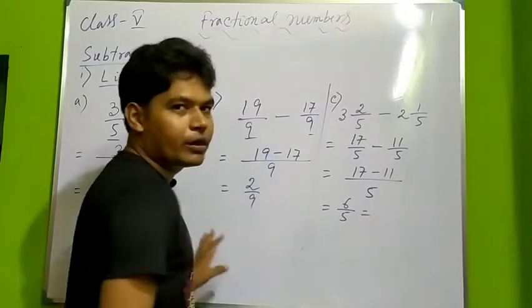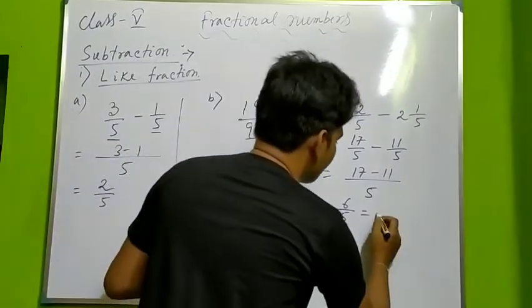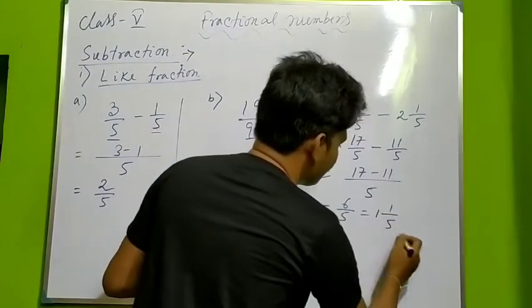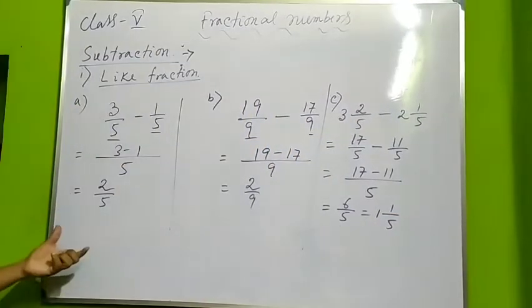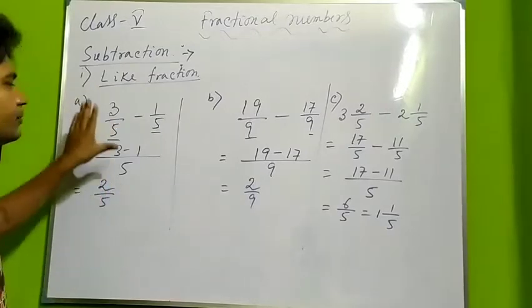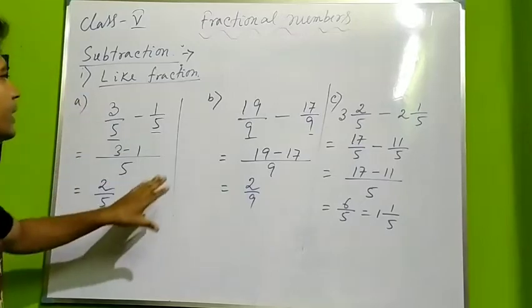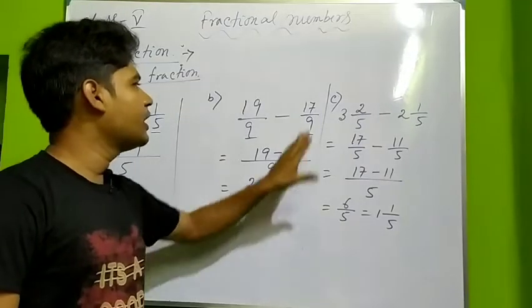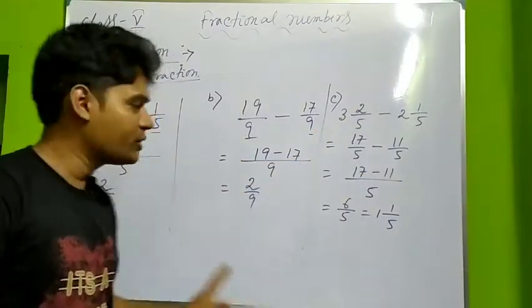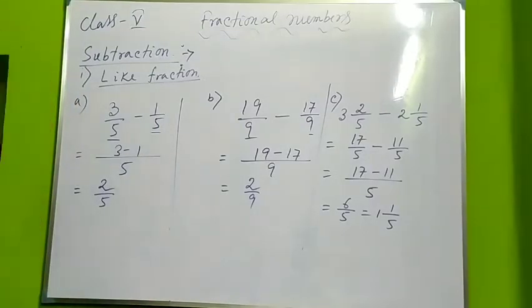Now this is also an improper fraction. Now you convert this into a mixed number. So 1 and 1 by 5. That is our answer. So in this first session we learn about simple subtraction of proper fractions, then improper fractions, then mixed numbers. All of you just look at this. Okay, now we proceed.